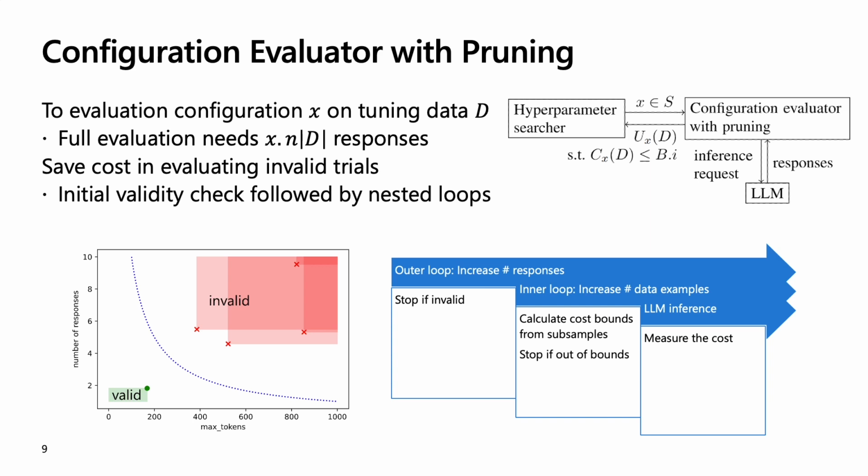Otherwise, the zero value is returned to indicate that the configuration is invalid. If a configuration is invalid, it is beneficial to terminate the trial early to save unnecessary cost. A full evaluation of a configuration X needs to send D LLM requests, each asking for x.n responses, where x.n is the setting of the hyperparameter n in configuration X. Our goal is to spend a much smaller cost in invalid trials.